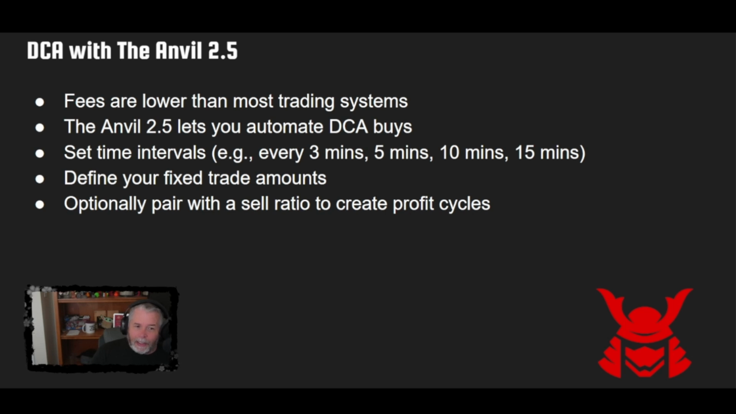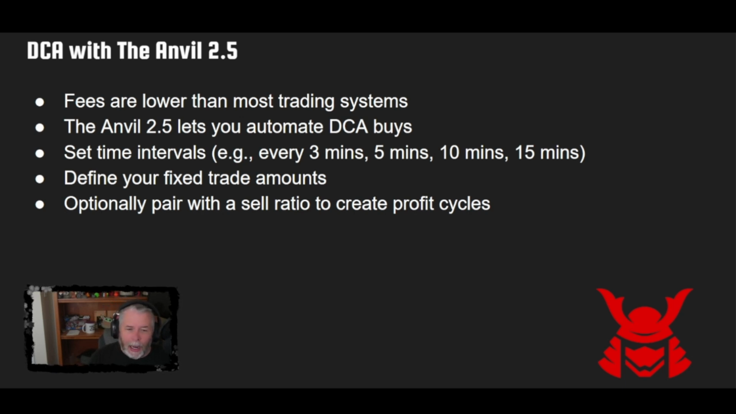Now, DCA with the Anvil Bot 2.5, why do it? Well, the big thing is that the fees are lower than most trading systems out there, so it's a good system to put your money where your mouth is. The Anvil Bot 2.5 lets you automate the DCA buys and sells. You can do a buy-in or sell, and we're going to show you how to do that when we jump in. You can set intervals.